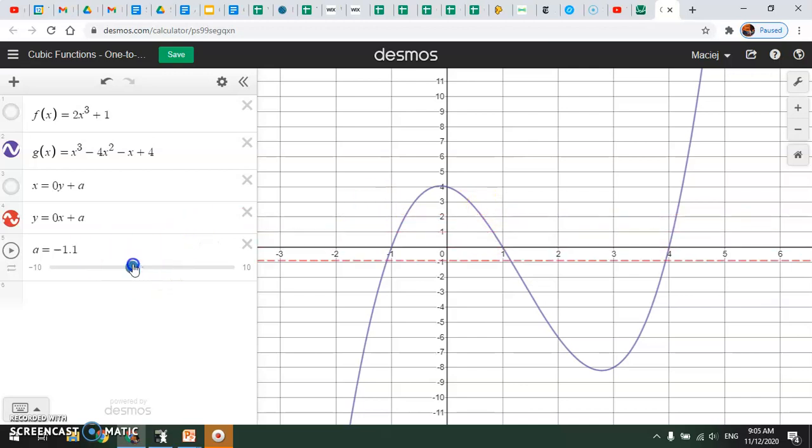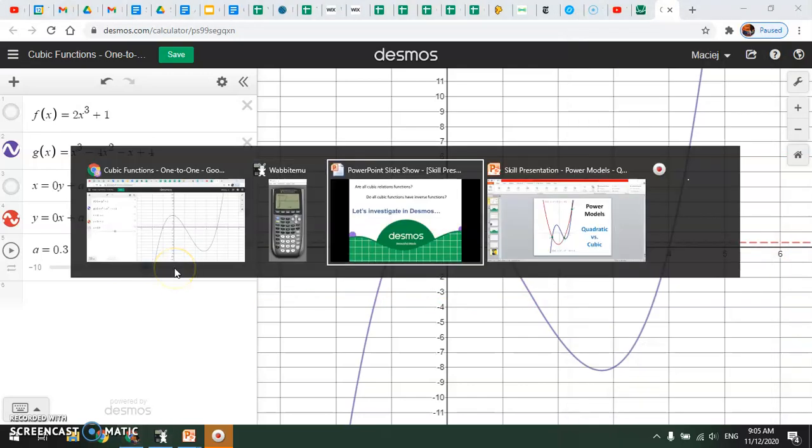So really important to see that. Sometimes cubics will have inverse functions, sometimes they will not. Let's look at that some more in our presentation.